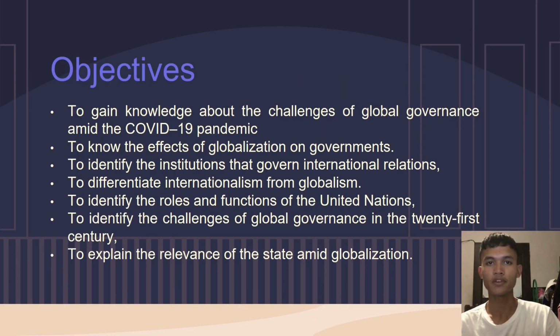Our objectives for today are: number 1, to gain knowledge about the challenges of global governance amid the COVID-19 pandemic. Number 2, to know the effects of globalization on governments. 3, to identify the institutions that govern international relations. 4, to differentiate internationalism from globalism. 5, to identify the roles and functions of the United Nations. 6, to identify the challenges of global governance in the 21st century. 7, to explain the relevance of the state amid globalization.